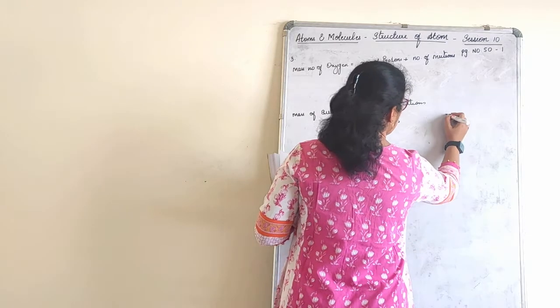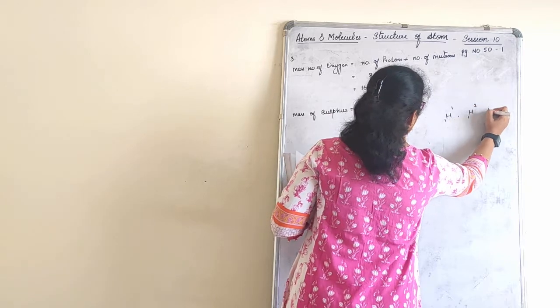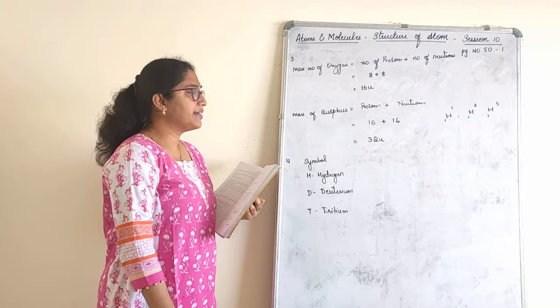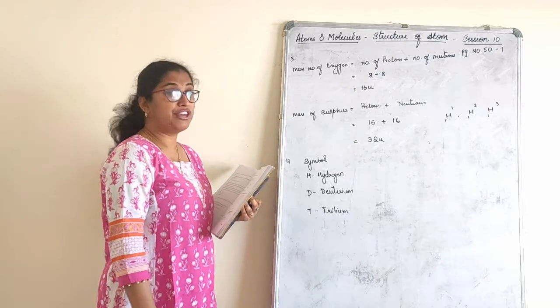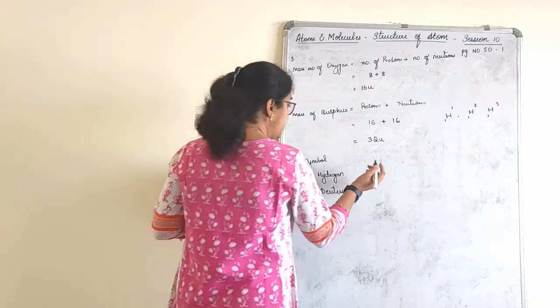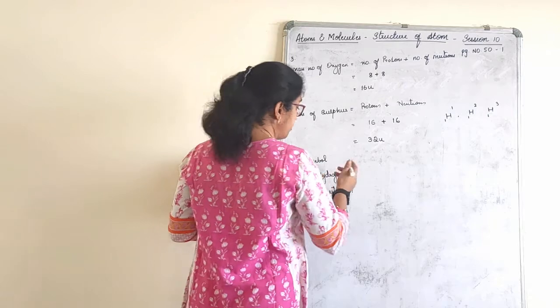So what are the isotopes? Hydrogen we write like this, right? So it is H1, 2, it is H1, 3. So atoms having same atomic number but different mass number is called isotopes, right? So for this, calculate and tabulate the subatomic particles found in this.